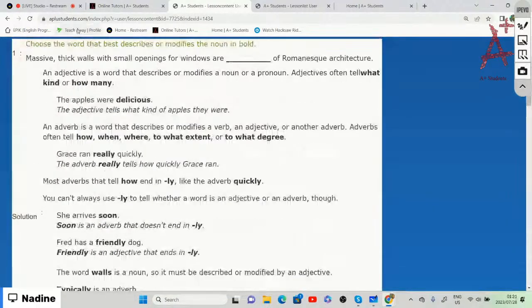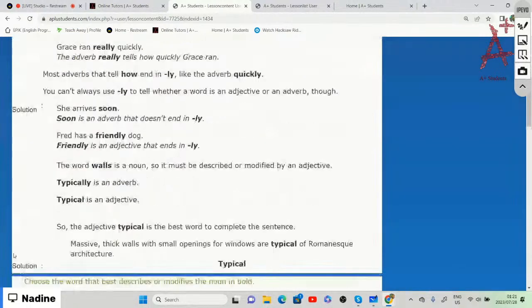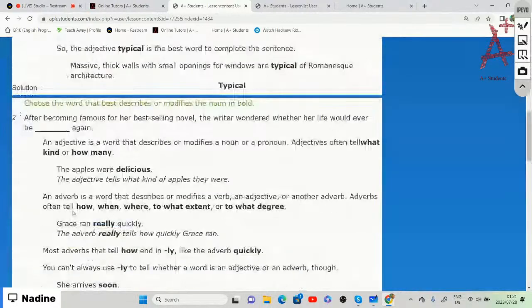We now need to choose the word that best describes or modifies a noun in bold. The word that best describes or modifies the noun in bold. Massive thick walls with small openings for windows are. And we said that is typical. We said that is typical, which is an adjective. All right, let's go to the next one.